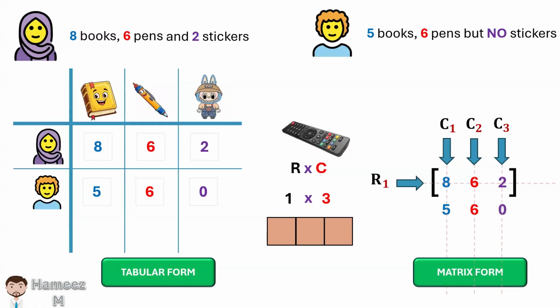But of course, our square brackets need to enclose those 6 pieces of information. So we can stretch it out, and we'll now have 5, 6, and 0 in a second row, or what we consider to be row 2. So that means we have 6 squares, which we can align. Instead of being a 1 by 3, we can have 2 rows by 3 columns, so a 2 by 3.